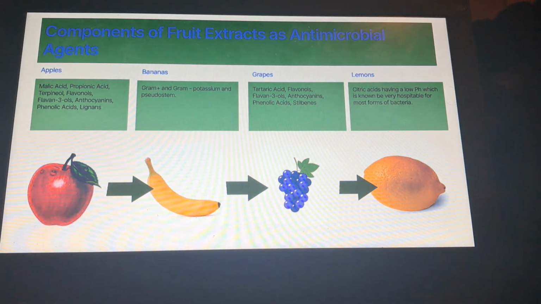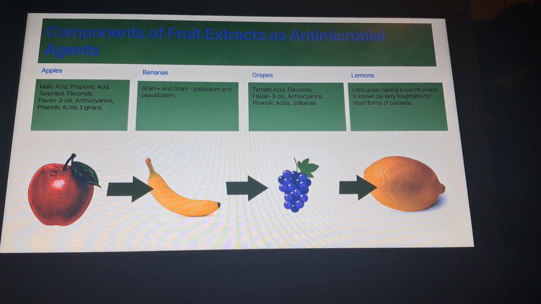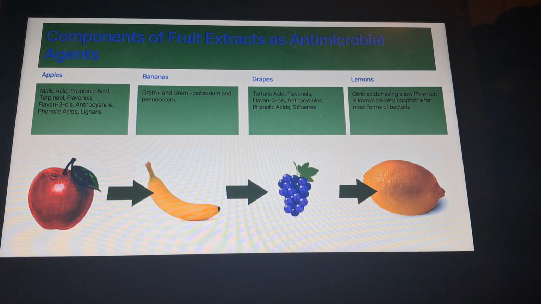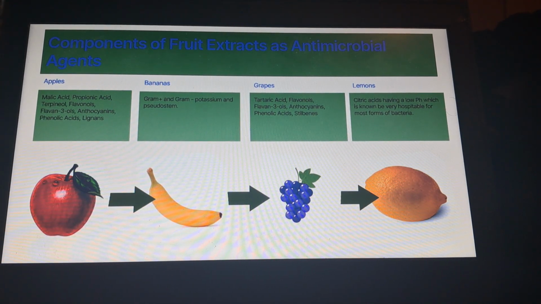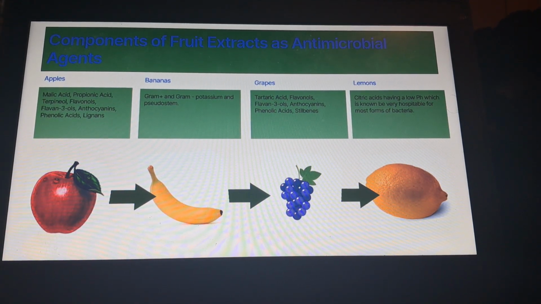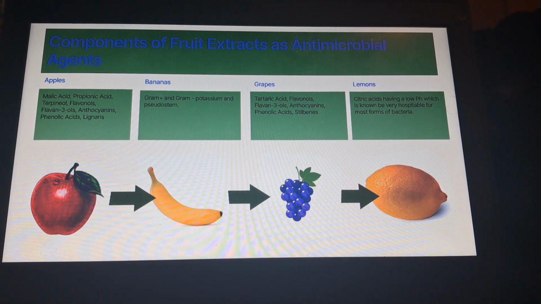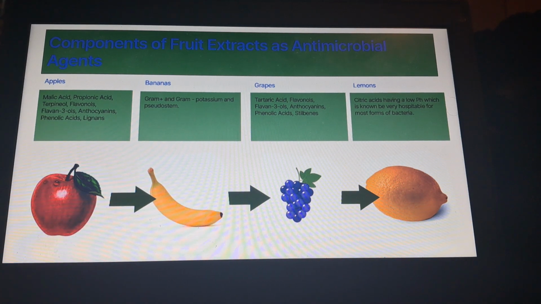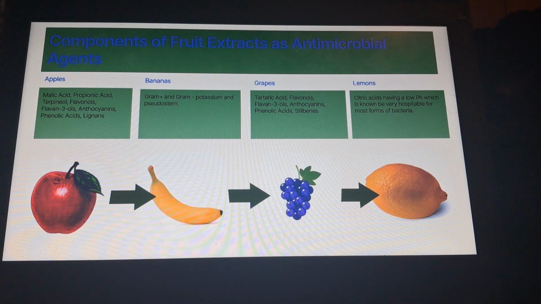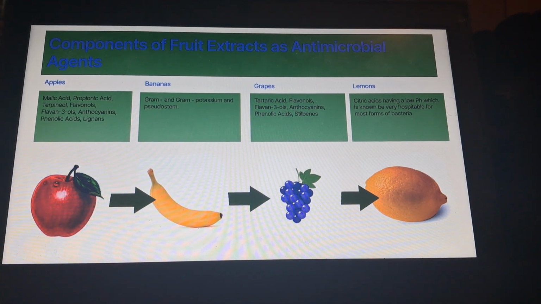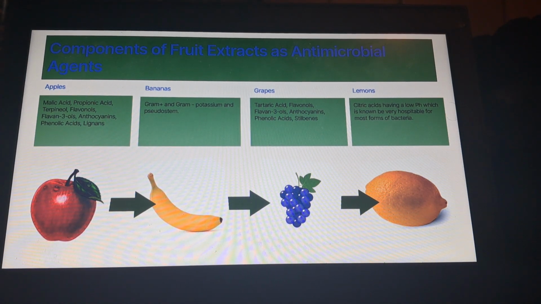And then we have components of fruit extracts and antimicrobial agents. Apples have malic acid, propionic acid, flavonols, flavan-3-ols, and then the phenolic acids and lignans. Bananas have potassium and a pseudostem that is antimicrobial. They have a gram positive and a gram negative that also affect bacteria's growth. And then grapes have tartaric acid, flavanols, and flavan-3-ols, much like the apples.